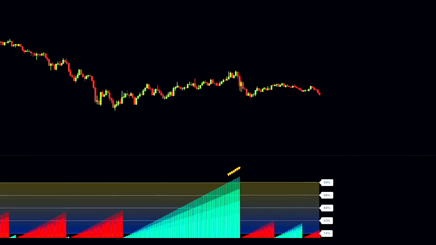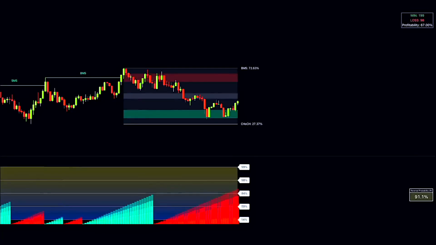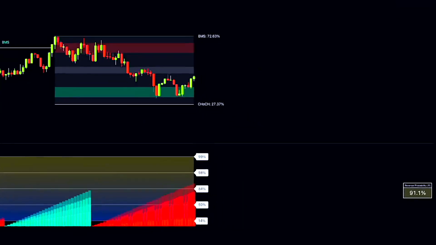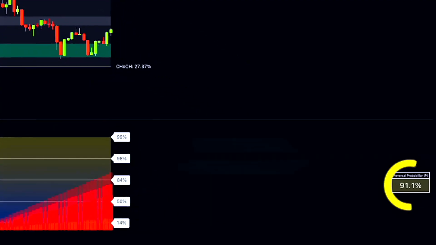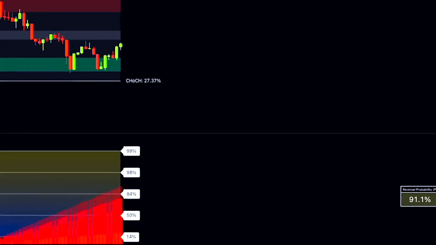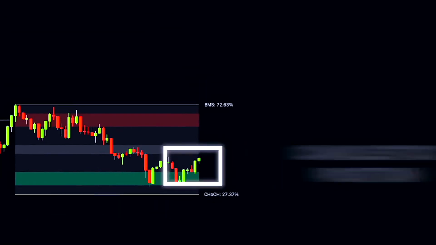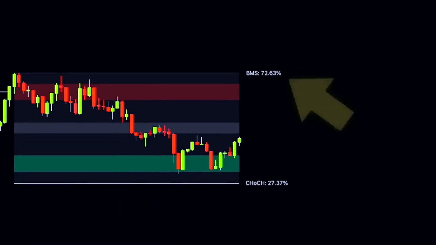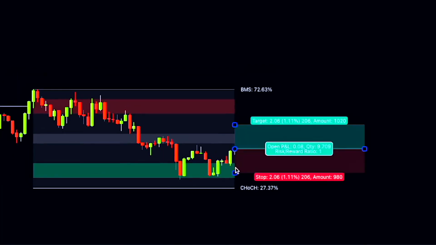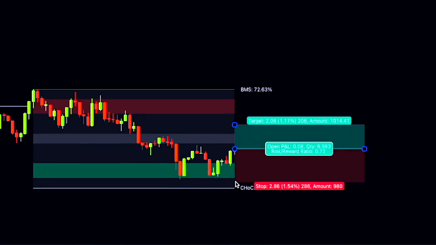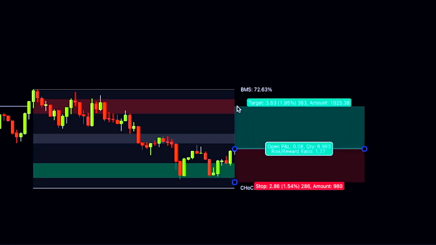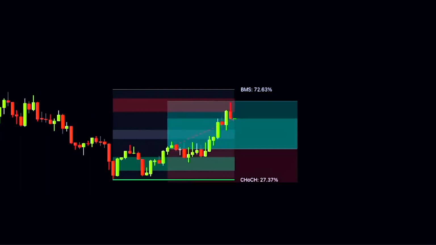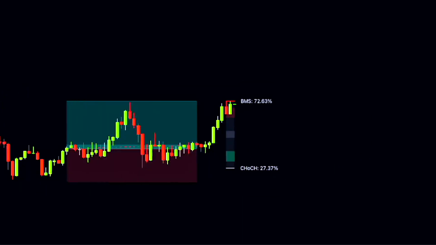First, the reversal probability must exceed 90%. Second, price needs to sit between the gray and green zones. Third, the probability of price reaching the red zone must be above 60%. Once all 3 align, enter long. Put your stop loss below the green zone and target the red zone above. For shorts, just mirror the process. Follow these steps carefully and you'll see why it works so consistently.